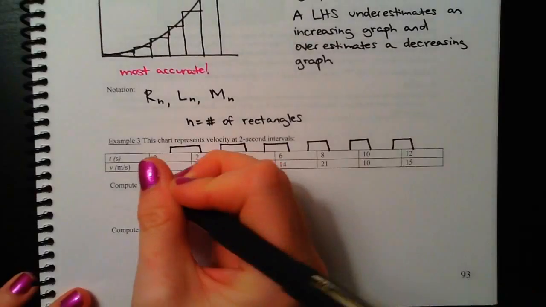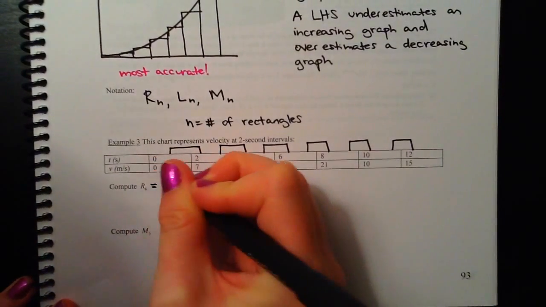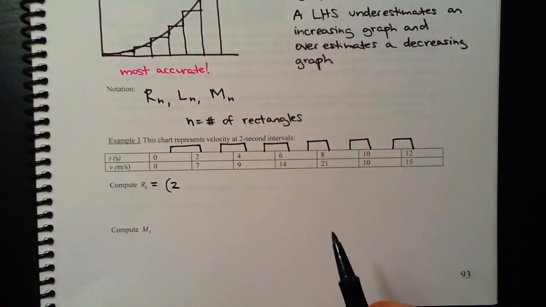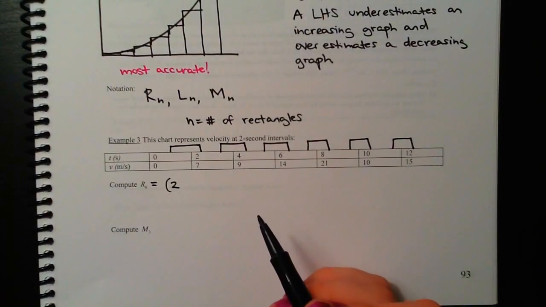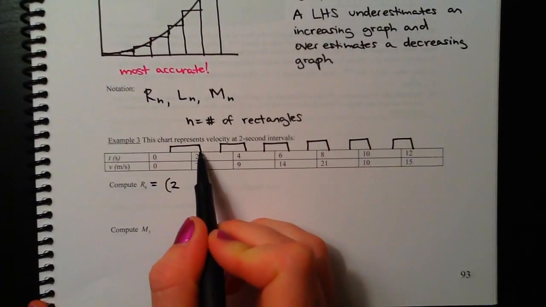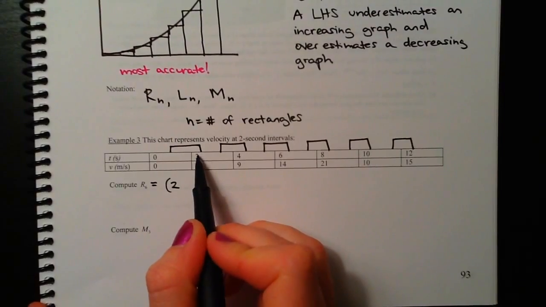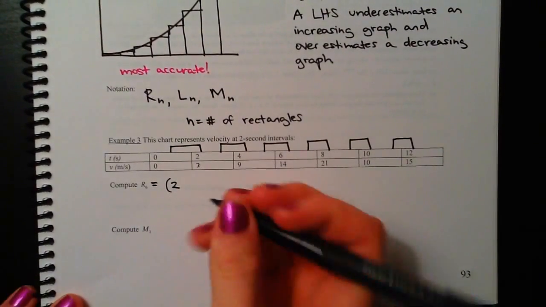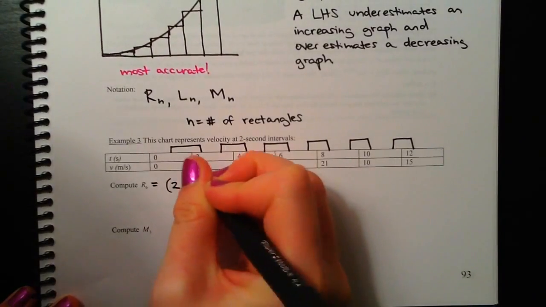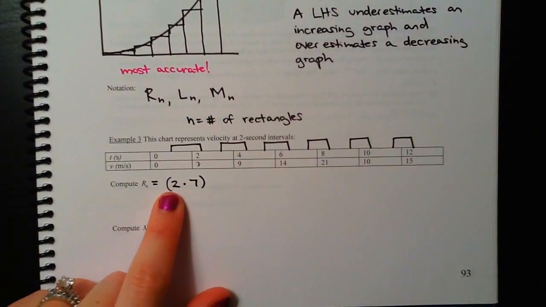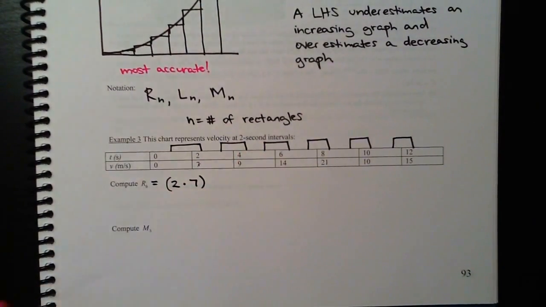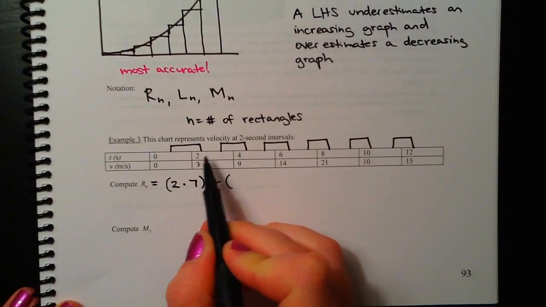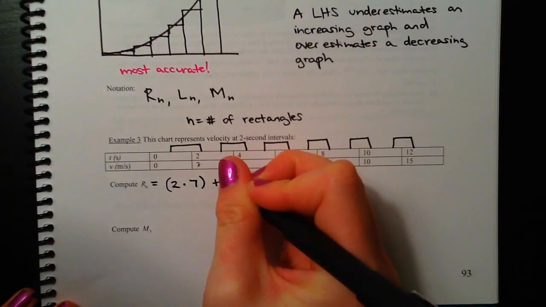So for an R6, for instance, your first rectangle will have a width of 2, just because it goes from 0 to 2, so that's the width. And then the height that you use would be the right endpoint. So 0 to 2, 2 is the right bound, 7 is the velocity. So you use the function value for the right endpoint. So it would be 2 times 7. This would be the length of time, this would be the velocity at the right endpoint. Plus, then we go into the next rectangle. This rectangle goes from 2 to 4, so the width is still 2.